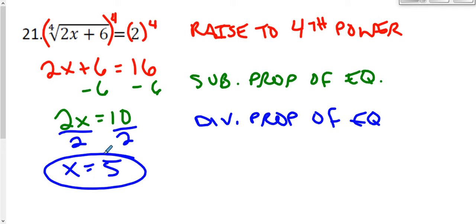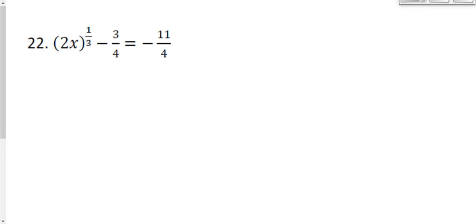Alright, let's go ahead and check out question 22. 22 and 23 are similar, except instead of our equations being in radical form, our equations are in exponential form, which means we're going to have to use the alternate step 2 to finish solving these. But step 1 is the same. So step 1 is still isolate the radical. So in this case, we're going to have to add 3/4 to both sides. There we go. So that's the addition property of equality.